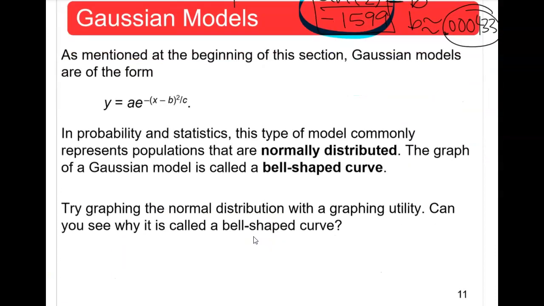Okay, so the next model that we will look at is the Gaussian model. And as mentioned at the beginning of the section, Gaussian models are of this form right here. And in probability, you don't only have x as the exponent, the independent variable, but that will be squared too. So in probability and statistics, this type of model commonly represents populations that are normally distributed, and the graph of a Gaussian model is called a bell-shaped curve. And so it says here, try graphing the normal distribution with a graphing utility. Can you see why it's called the bell-shaped curve?